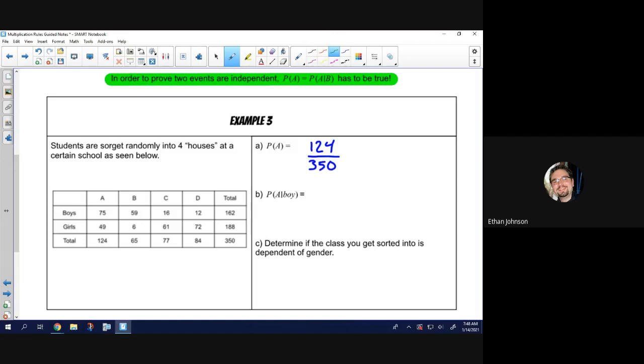B, this is our first conditional probability. And conditional probabilities truly are not that bad. It says the probability of A given they're a boy. Once again, that vertical line means given. So because we know it's given boy, I'm only looking at the boy row. So how many boys are in A? So 75 out of 162.